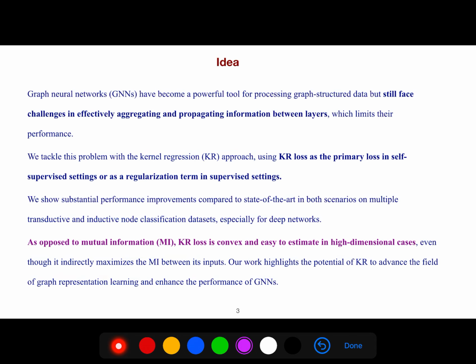We tackle this problem with kernel regression, using KR loss as the primary loss in a self-supervised setting or as a regularization term in supervised settings. We show substantial performance improvement, and as opposed to mutual information, this kernel regression loss is convex, so easy to estimate in high-dimensional cases, even though it indirectly maximizes the mutual information between its inputs.